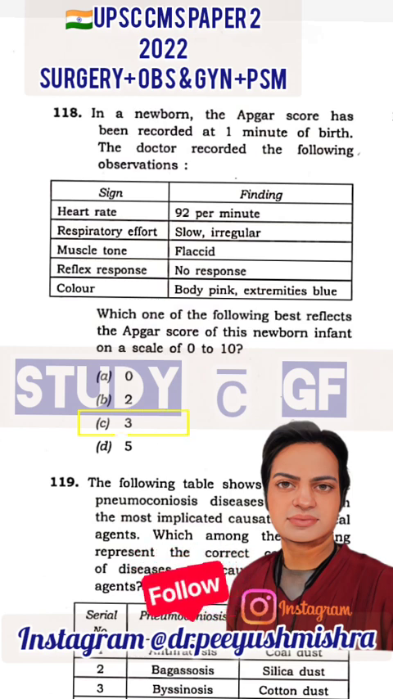In a newborn, the Apgar score has been recorded at 1 minute of birth. Doctor records the following observation. Heart rate 92 per minute, respiratory rate slow and irregular, muscle tone flaccid, reflex response no response, color body pink, extremity blue. Apgar score of this newborn infant: 3.